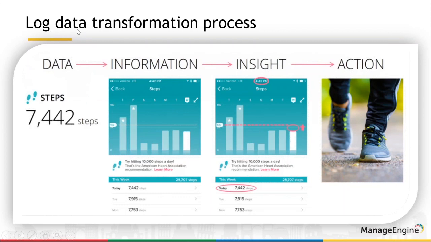Okay, I call this the log data transformation process. So how do you transform raw data to information, and information to insight, so that insight lets you take corrective action?